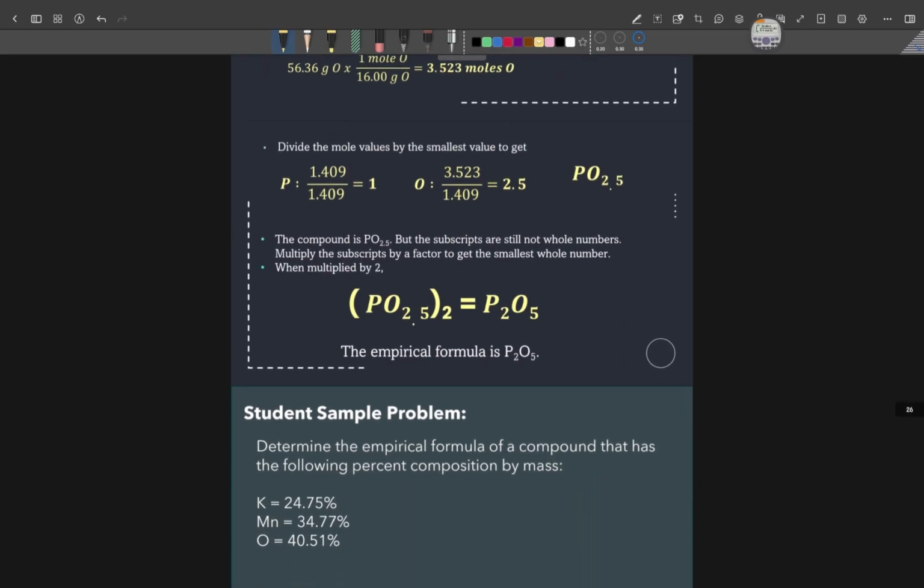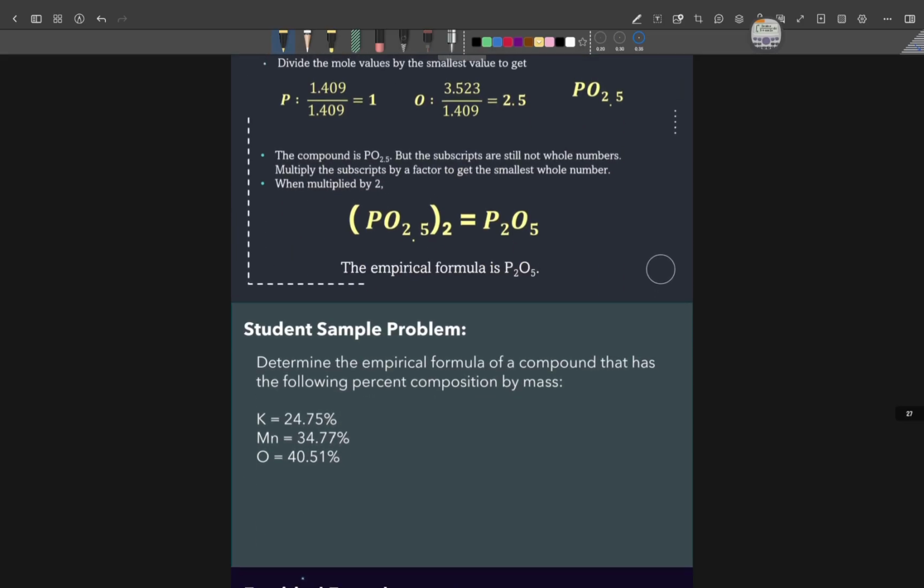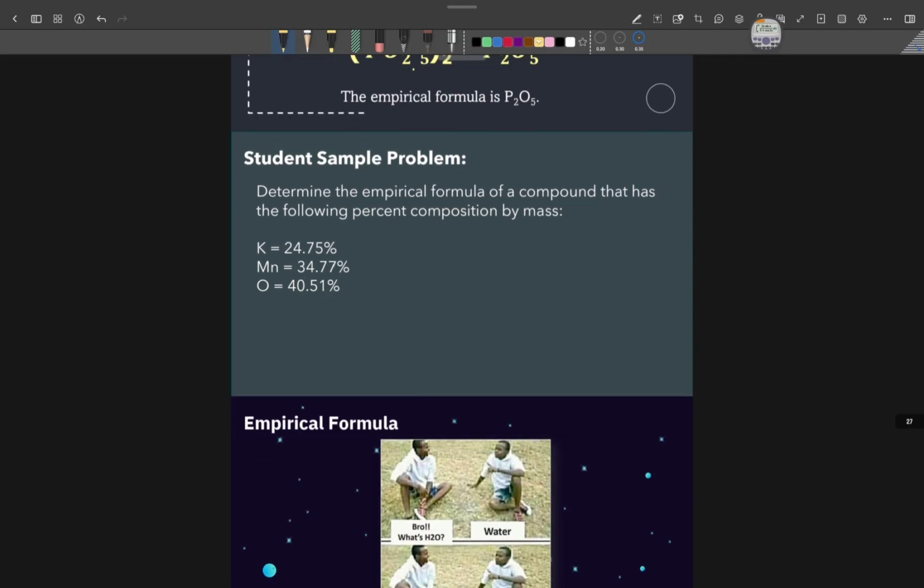Okay, that's it. Sample problem, another one for AM. This is for your practice.